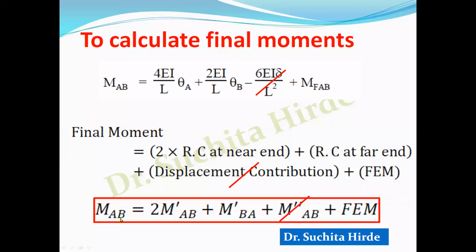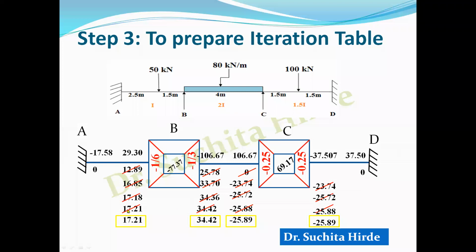So how do we get final moment? 2 times rotation contribution at near end plus rotation contribution at far end plus fixed end moment of that member. So let us see how to calculate. Now suppose you want to calculate final moment MAB. Final moment MAB is 2 times rotation contribution at near end plus rotation contribution at far end plus fixed end moment. So we will add.